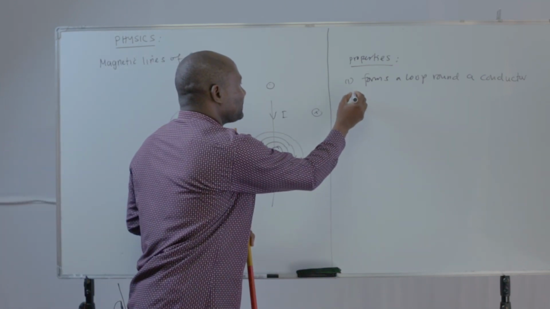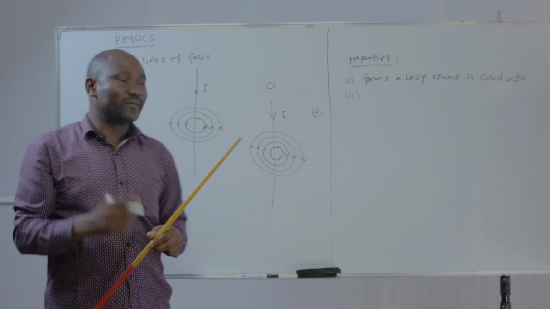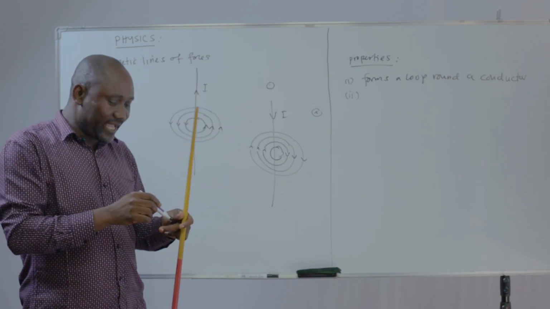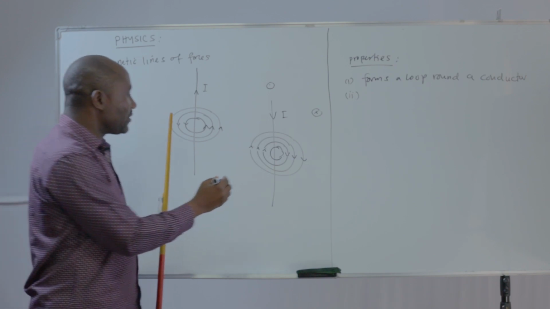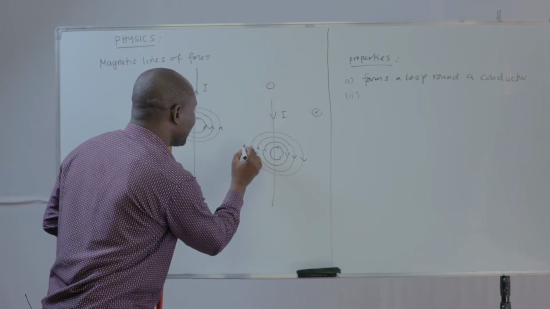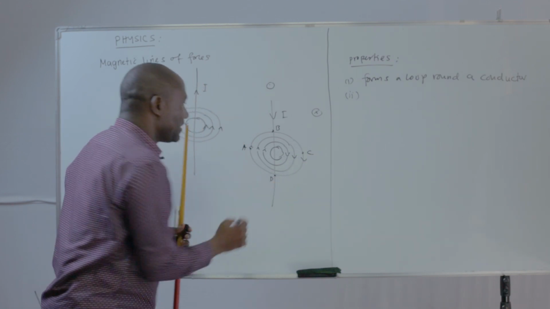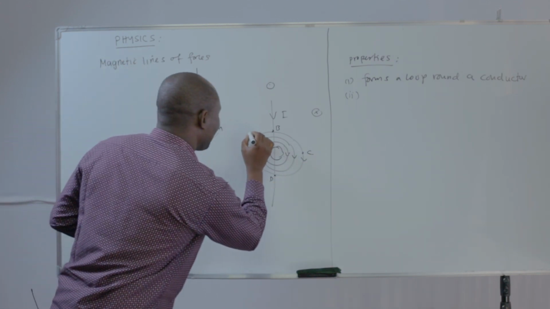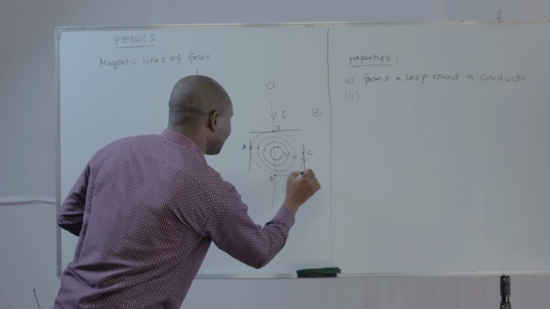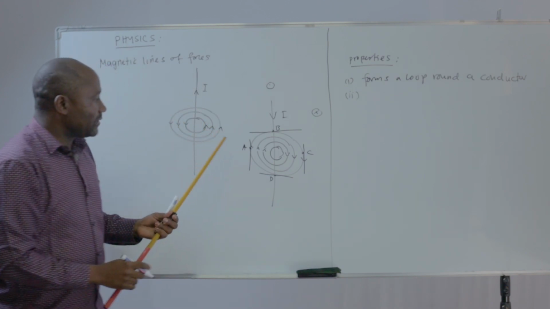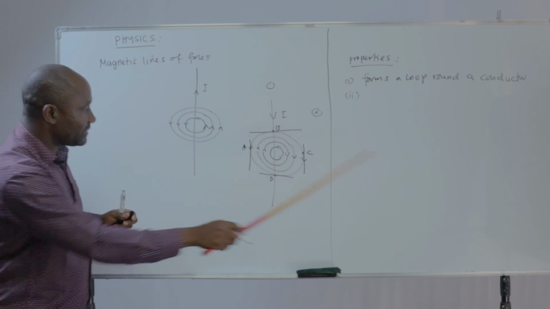Property number two is that a tangent line drawn. So if you draw a tangent line on this line of force, for example, if you draw a tangent at this point A, this point B, this point C, this point D, if you draw a tangent line here, there, and we know here the magnetic line of force was moving up to the side.